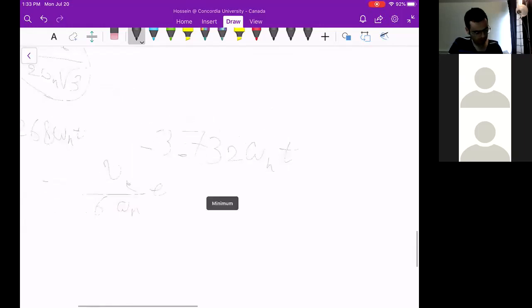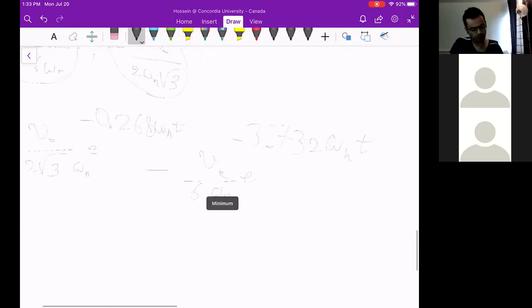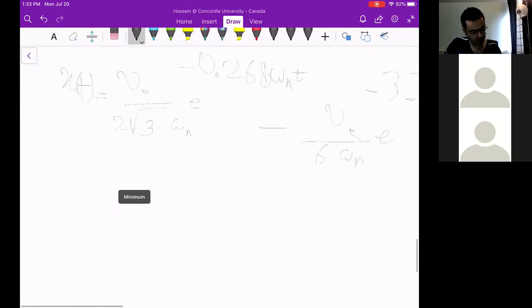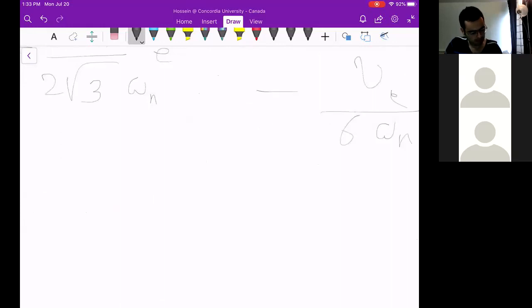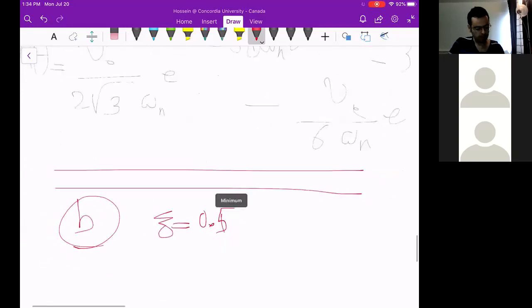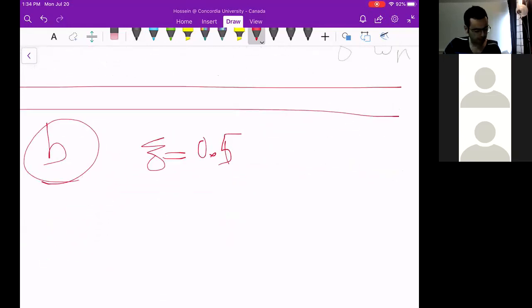And this is the response for basically, you can factor out if you want, but this is okay. And you can plot the system. So for part B, zeta is half. You are supposed to know what is the right answer for the response under damp. Under damp case, zeta is greater than 0 and lower than 1.